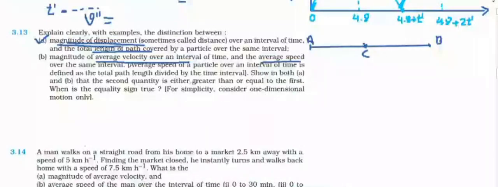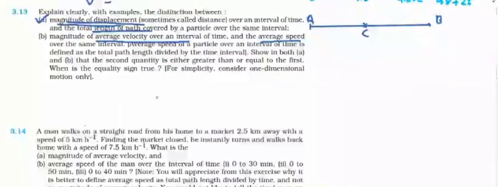Okay, so they can be equal, or the magnitude of displacement is less than distance, or magnitude of average velocity is less than the speed of the object. Now, next question 14. It's an application of the previous concept we have seen.